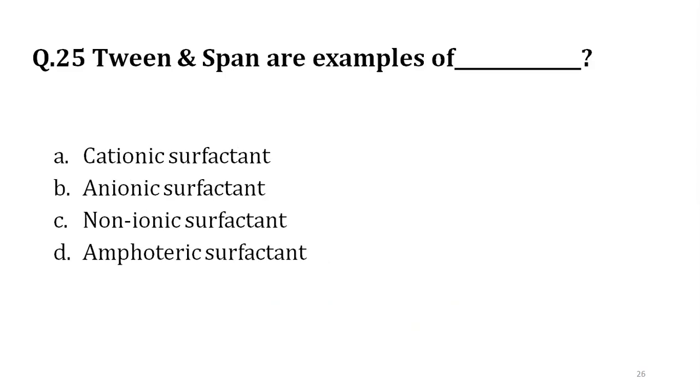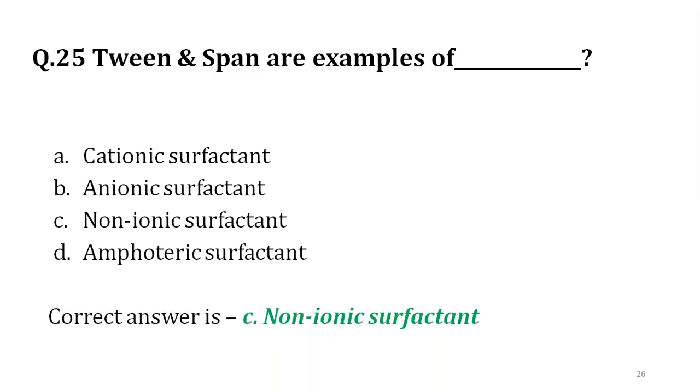The last question: Tween and Span are examples of. Option A, cationic surfactant. Option B, anionic surfactant. Option C, non-ionic surfactant, and last, D, amphoteric surfactants. So Span and Tween belong to the class of non-ionic surfactants. We use the Tween and Span series most widely in the pharmaceutical industry because they are non-ionic in nature, and non-ionic surfactants are most compatible and less toxic compared to cationic and anionic surfactants. So likewise, you have to remember.